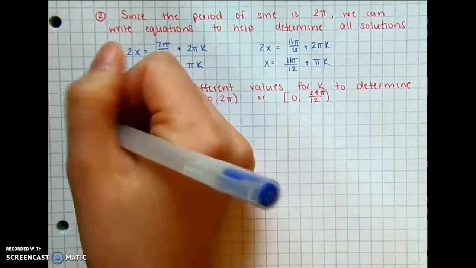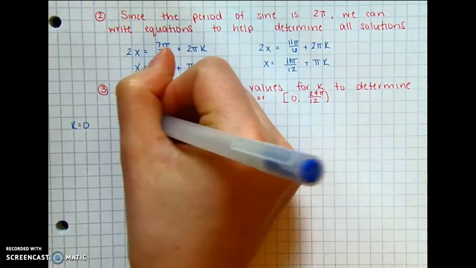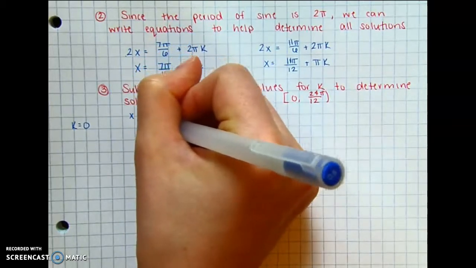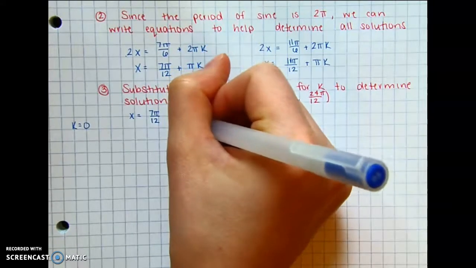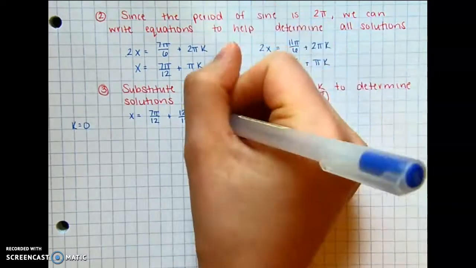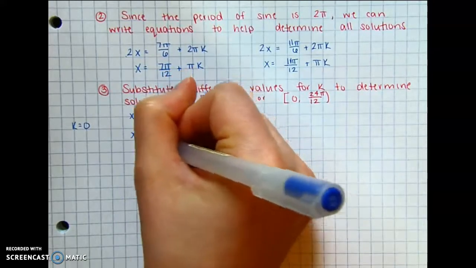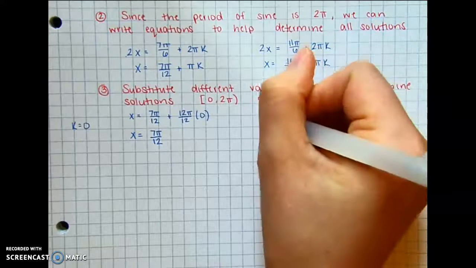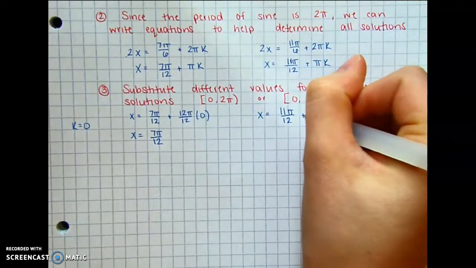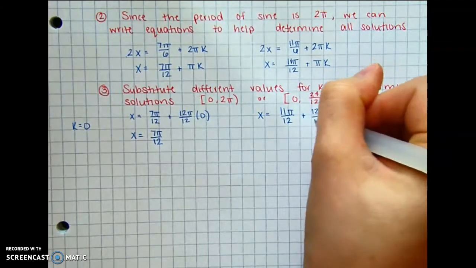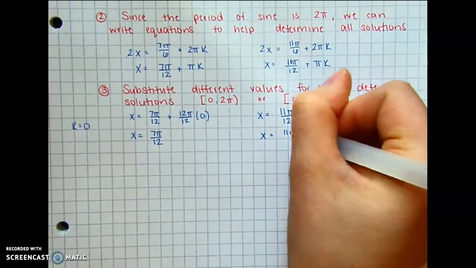Alright, so we're going to start when k equals 0. So x equals 7 pi over 12 plus, I'm going to rewrite pi as 12 pi over 12, and here we're going to do 0. So one solution is 7 pi over 12, which is within this interval. Okay, another solution will be 11 pi over 12.